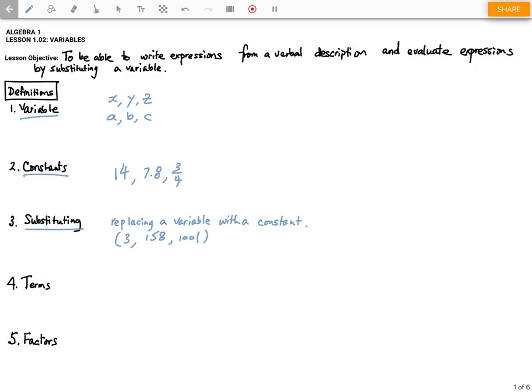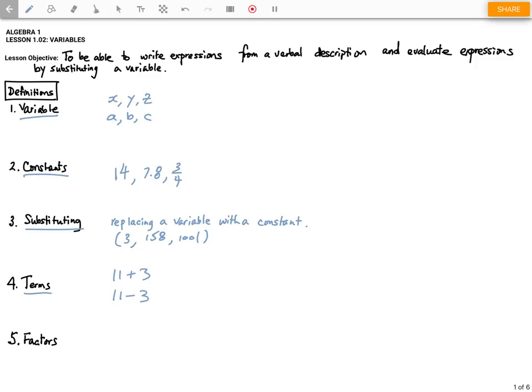Now let's also discuss the terminology for what is meant by term. Terms are numbers that are added to each other or subtracted from each other. So numbers that are added to each other, such as 11 plus 3, that's an example of a term. Or numbers that are subtracted from each other, such as 11 minus 3, that's an example of a term.